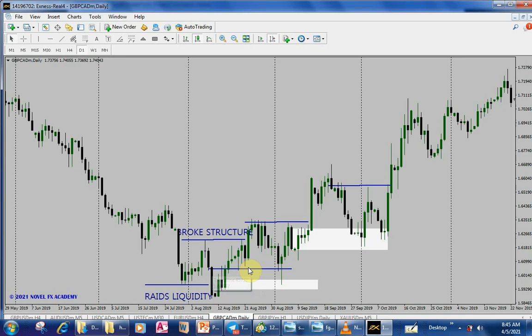So price came nicely back into that OB. You see that? And look at the massive rejection of that zone. So this is what we want to be seeing in high probability OBs. So that being said, what I want you to do now is to go to your chart.